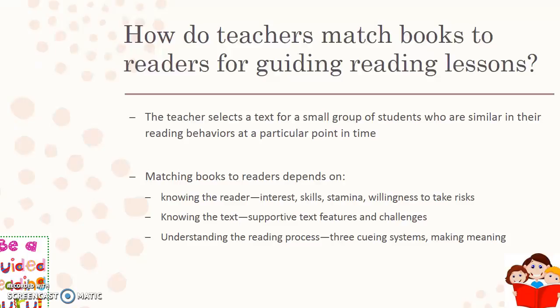How do teachers match books to readers for guided reading lessons? Well, the teacher selects the text for a small group of students who are similar in their reading behaviors at a particular point in time. Matching books to readers depends on knowing the reader, their interests, skills, stamina, willingness to take risks, knowing the text, supportive text features and challenges, and understanding the reading process, the three cueing systems of making meaning.